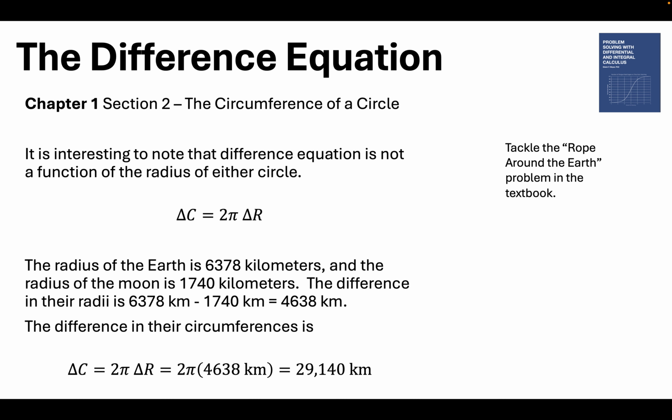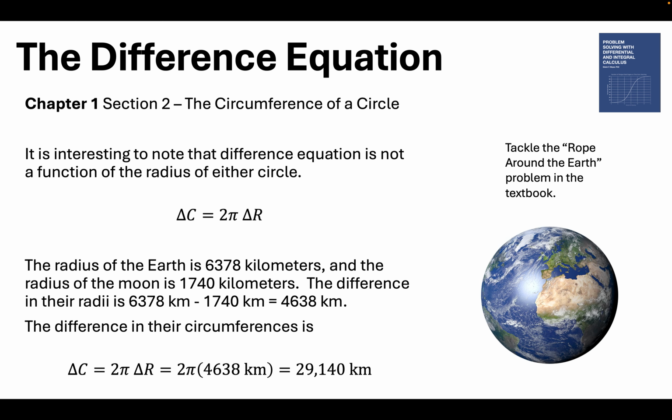There's a nice problem in the textbook, the rope around the Earth. You put a rope around the Earth tightly, so the circumference of the rope is the same as the circumference of the Earth. Then you add 1 meter to the rope, raise it a distance above the Earth, and calculate that distance. Interesting problem. So there's the Earth, and exaggerating, there's a rope around the Earth.